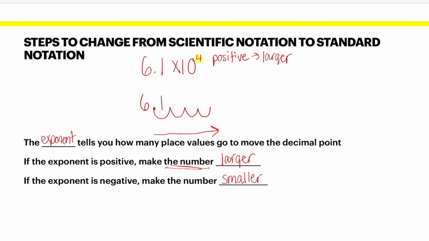And then after we move it 4 times, since our exponent is 4, we're going to put zeros in the empty spaces that come up. So our final answer for 6.1 times 10 to the 4th, written in standard form, is going to be 61,000. So 6.1 times 10 to the 4th and 61,000 are the same exact number, they're just written differently.